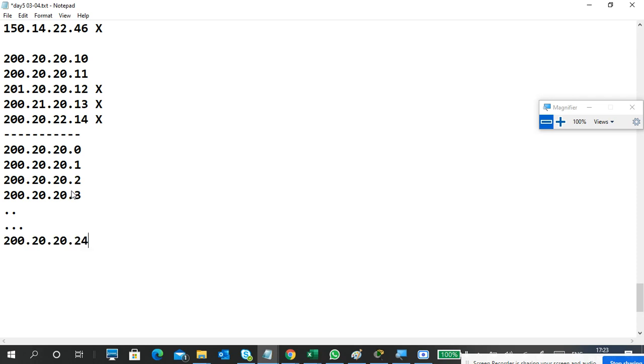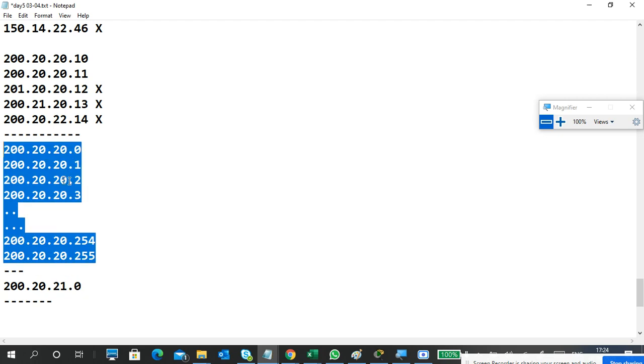Then go to 254, and the last one is 255. So this is one set of a class C IP address, starting with 0 and ending with this one. If you go to the next level, now it goes like this. Here it is a different network. This is one network and this is a different network. So you see the network ID is changed automatically.